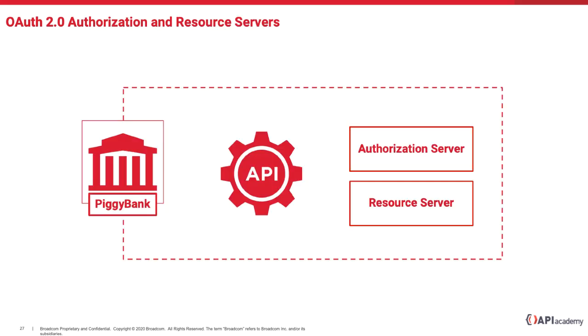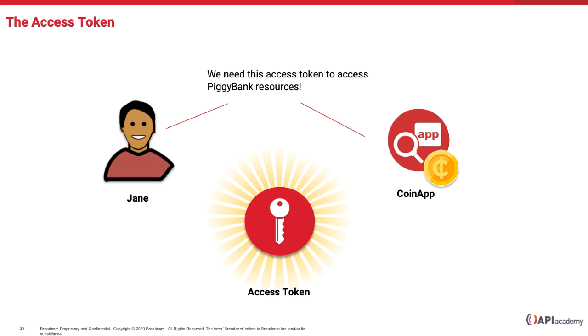2 other important components of the flow are the authorization server and the resource server. In our example, both servers belong to the bank, but the role of the authorization server can also be delegated to a social login platform such as Google or Facebook. We should also note that Piggy Bank already has predefined how end-user consent will be managed in the form of access tokens. The access token is critical to determining what an end user, in our case Jane, can 1. Access in its resource server, and 2. What Jane can do with those resources.